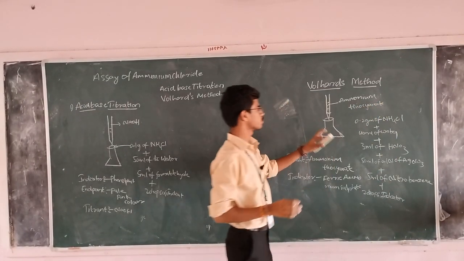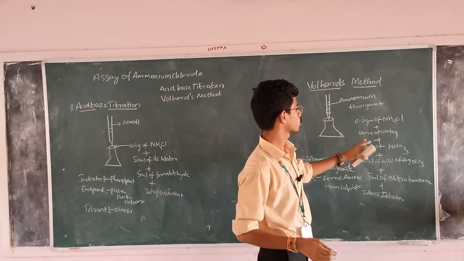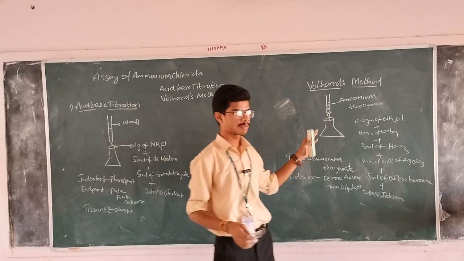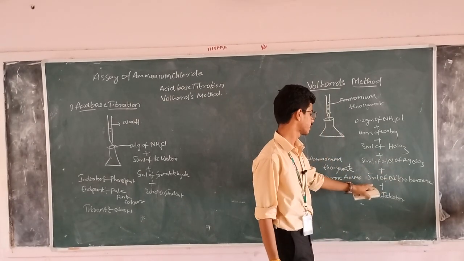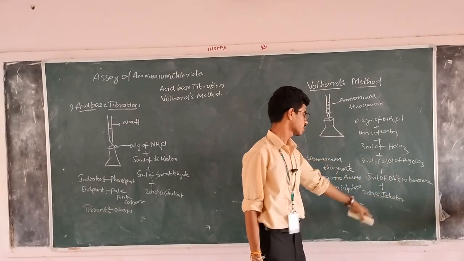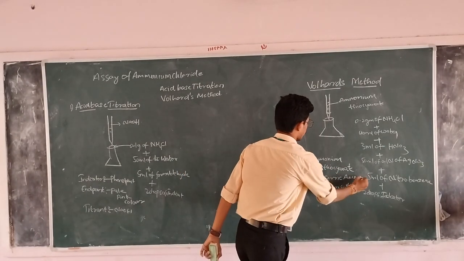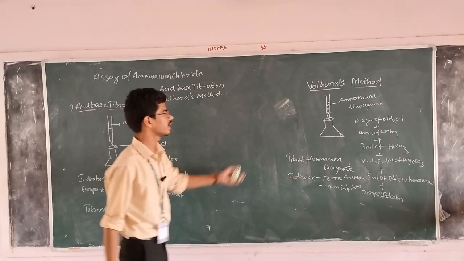In this Volhard's method, first we take 0.2 grams of ammonium chloride sample and dissolve it in 40 ml of water, and add 3 ml of nitric acid, 50 ml of 0.1 normal silver nitrate, 5 ml of nitrobenzene and 2 drops of ferric ammonium sulfate indicator, and it is titrated with ammonium thiocyanate up to the appearance of the endpoint.